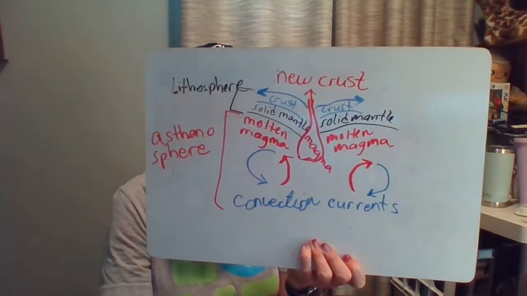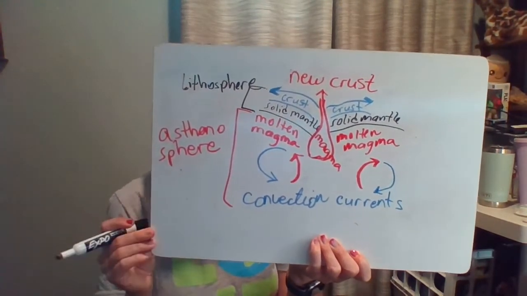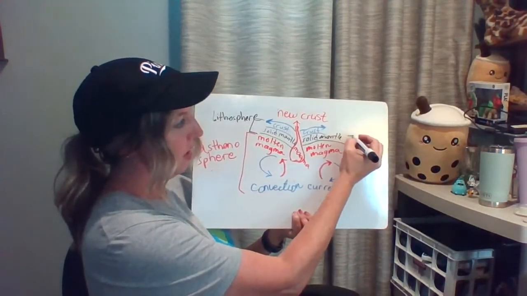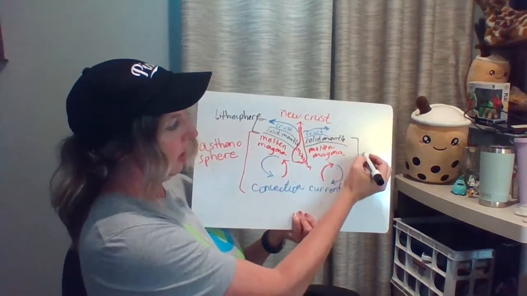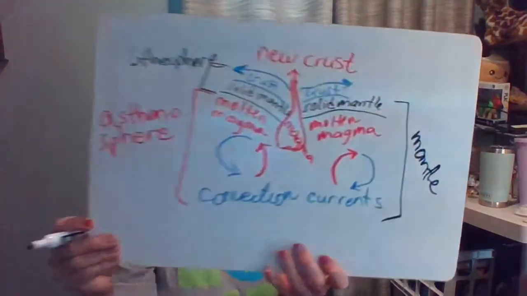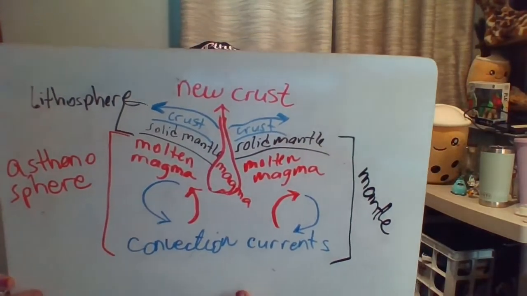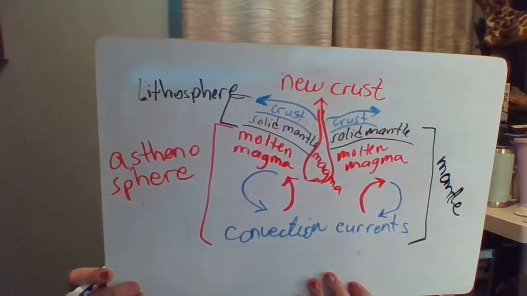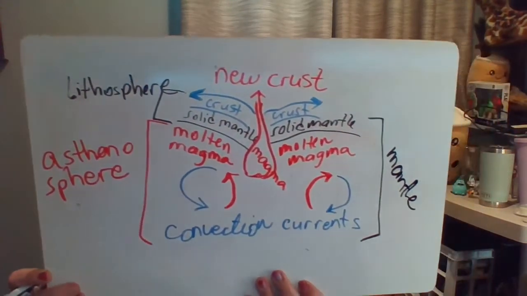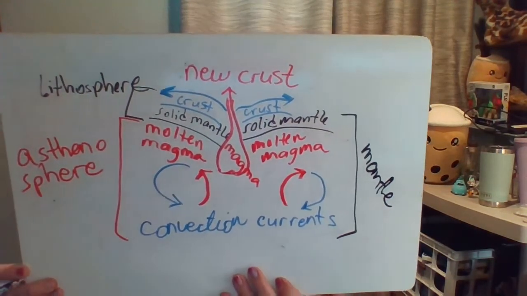We already have our crust labeled, so I'm going to get my black marker out now. We're going to label the mantle. So once again, the mantle is going to be the solid part of the mantle and include the asthenosphere till you get to the upper core. So there's the sides again, in case you weren't sure. And this is your divergent boundary.